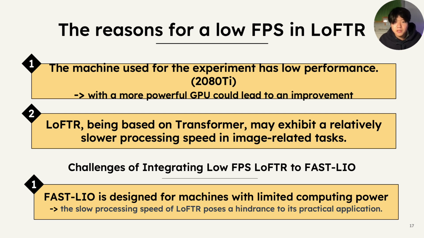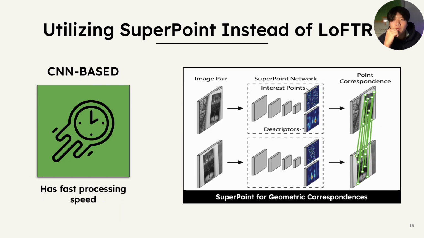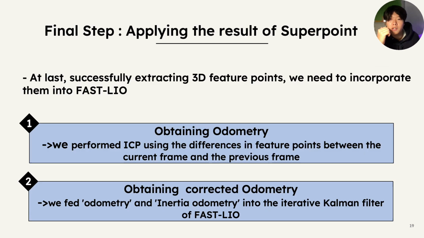To sum up, since FAST-LIO is designed for machines with limited computing power, the slow processing speed of LoFTR is not well suited. So, we decided to use SuperPoint instead of LoFTR. SuperPoint is a keypoint detection and description model based on the CNN architecture, which enables it to be efficient and lightweight compared to LoFTR.